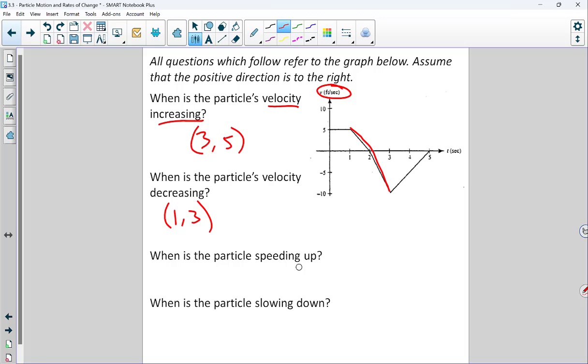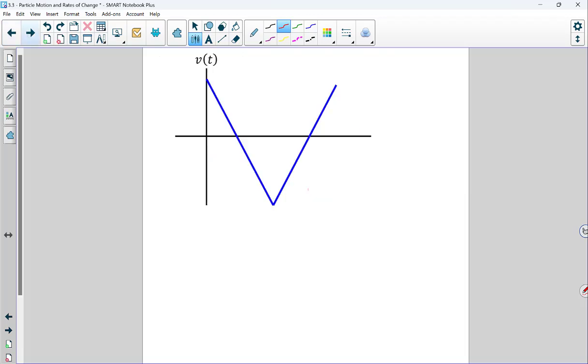So next we have, when is the particle speeding up or slowing down? Remember, speed is the absolute value of velocity. So if I have a velocity graph that looks like this, notice that for this interval right here, the velocity is decreasing. So we would say that the object is slowing down. We start with a positive velocity. Here we have a smaller positive velocity, until right here we have a velocity of 0. After we pass this point where the velocity is 0, now the velocity is -1, -2, -3.